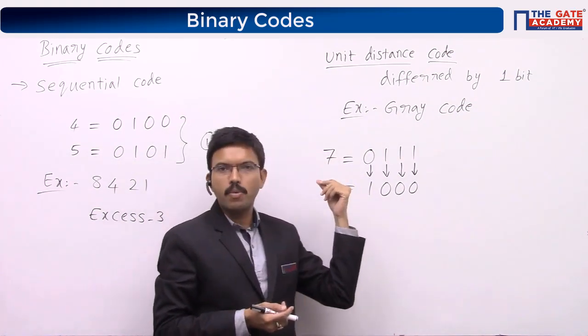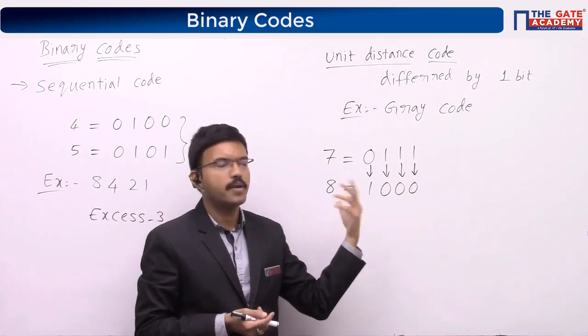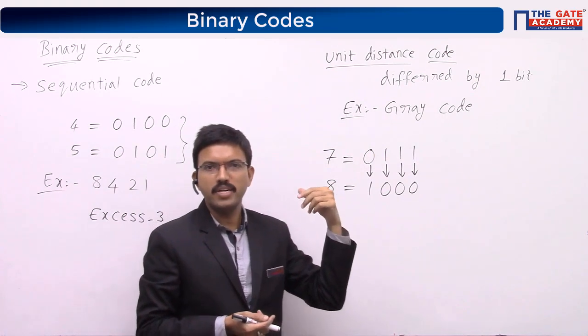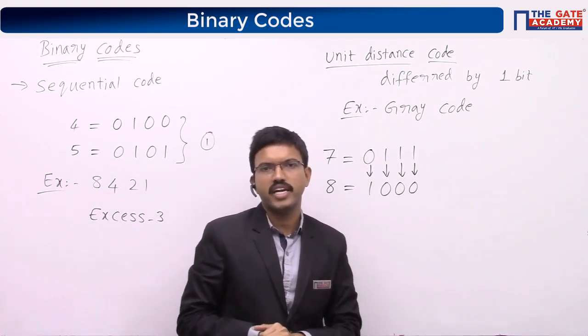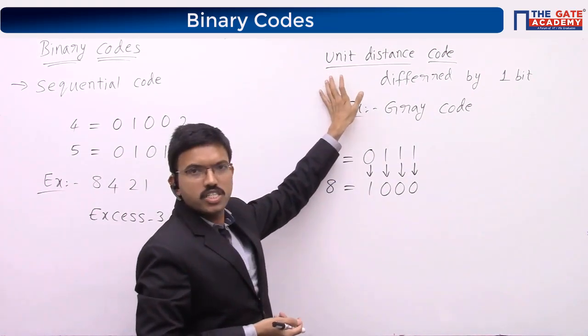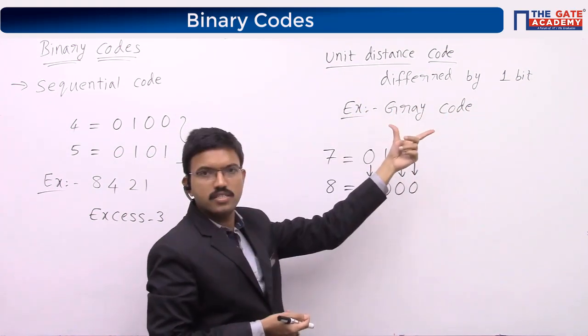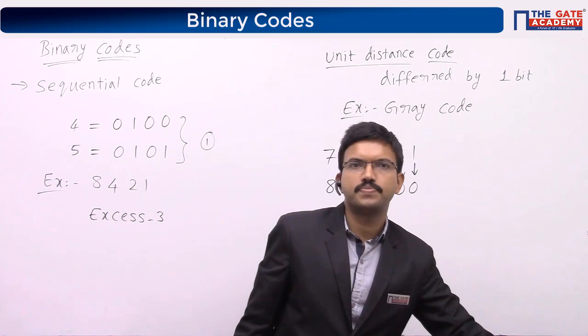See, instead of complementing all the bits, sometimes, for each and every case, if only one particular bit is to be complemented, that is easy, right? So that is the advantage of unit distance code. Here only 1 bit position will differ. And the example is gray code. Now let us see the gray code.